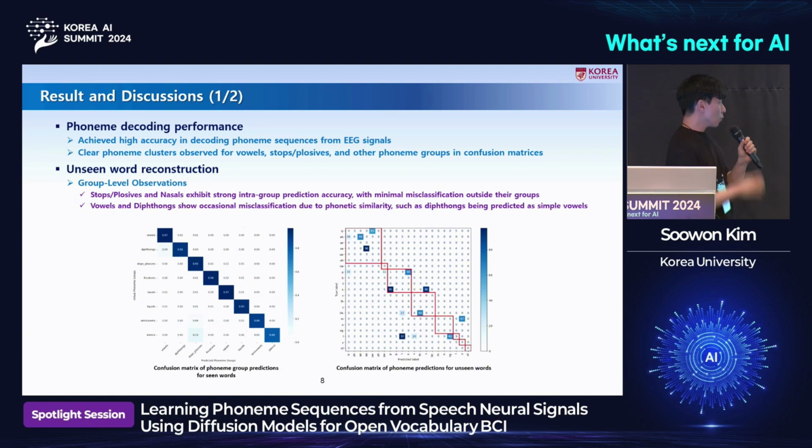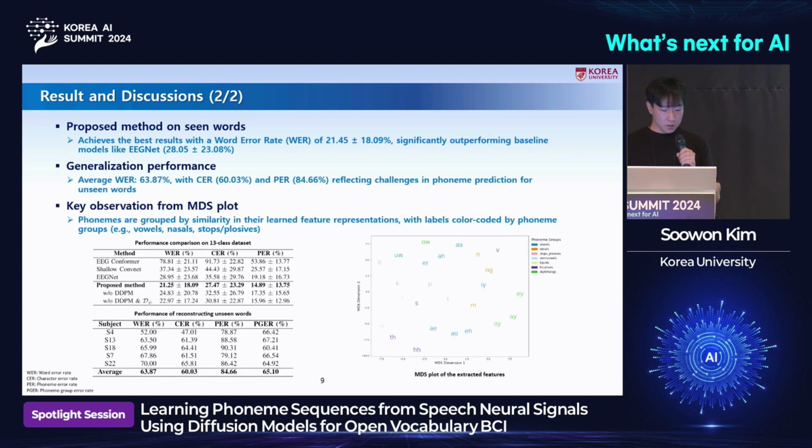So even though it failed to classify correctly, it still manages to classify as a similar phoneme. Because of this, we were able to get a word error rate of 63%, which is picking the one word out of 12 words. Then we had actually way above the chance level.